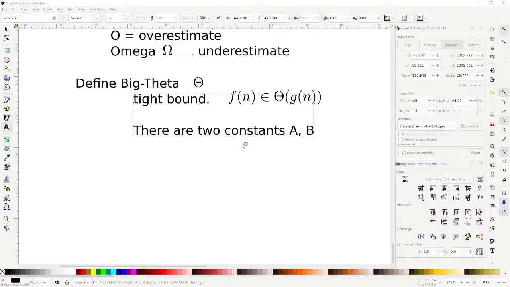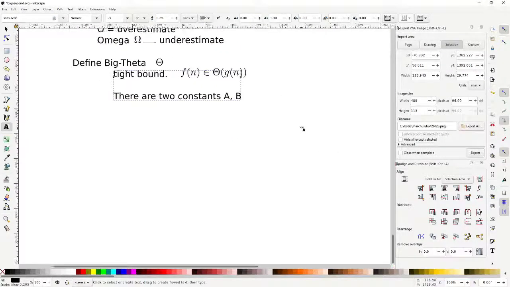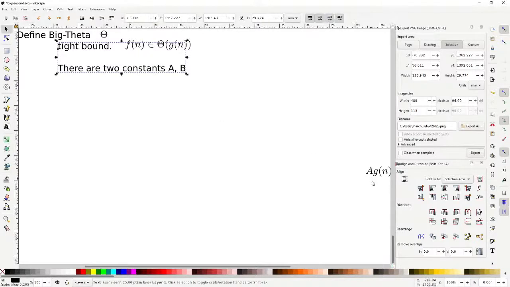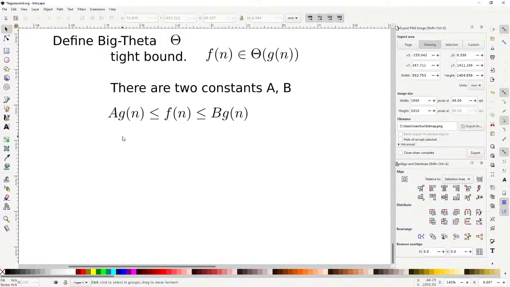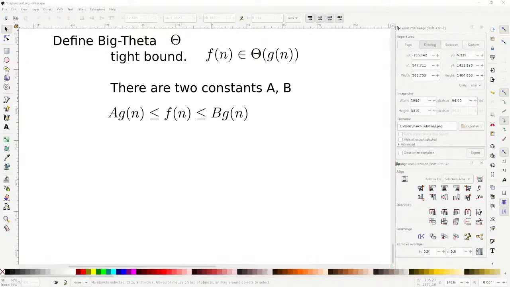So what this means is that there's one constant where you can go under, and there's another constant where you go over, right? And so, for instance, if I claim that, say, 3n squared plus 2n is basically theta of n squared.